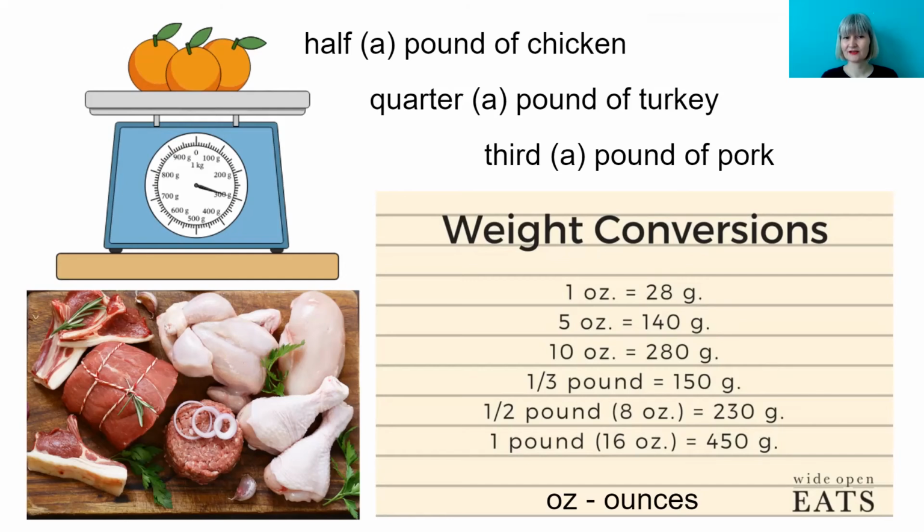So 1 ounce is 28 grams, 5 ounces, 140 grams, 10 ounces, 280 grams. All right, so you can copy the conversions. If you ever need to convert, you can use this.